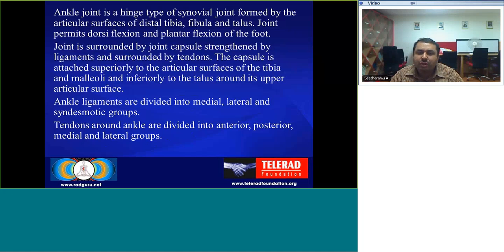The joint is surrounded by the capsule, which is attached superiorly to the articular surface of the tibia and the malleoli, and inferiorly to the talus around the upper articular surface. The capsule is strengthened by condensations of fascia, which are referred to as the ligaments, and is surrounded by the tendons. The ankle ligaments are divided into a medial group, a lateral group, and a syndesmotic group, which is basically the thickening of the interosseous membrane. The tendons around the ankle are divided into anterior, posterior, medial, and lateral compartments.